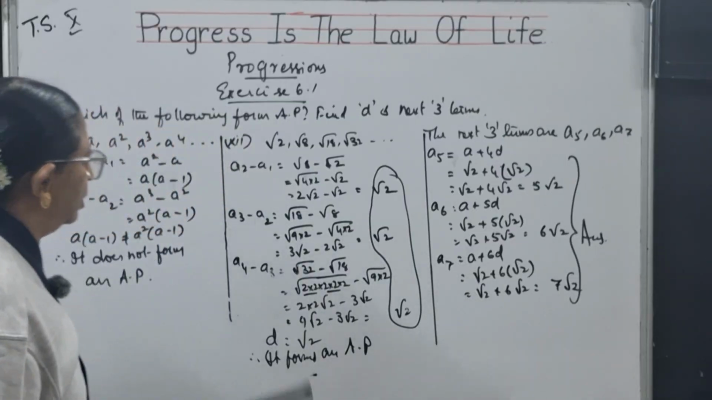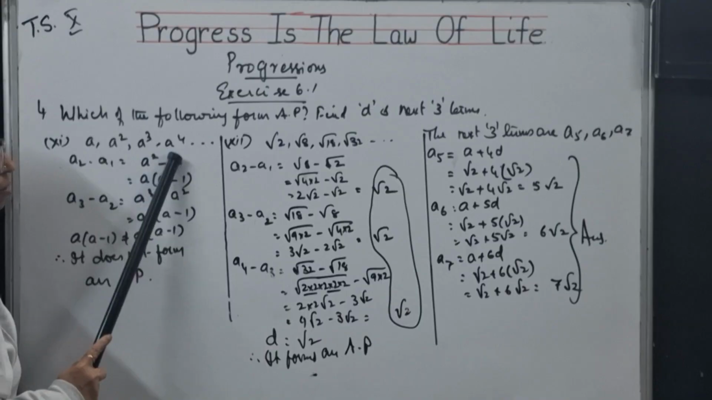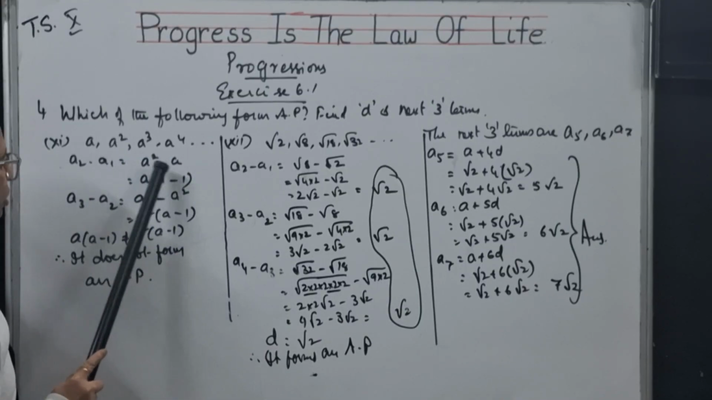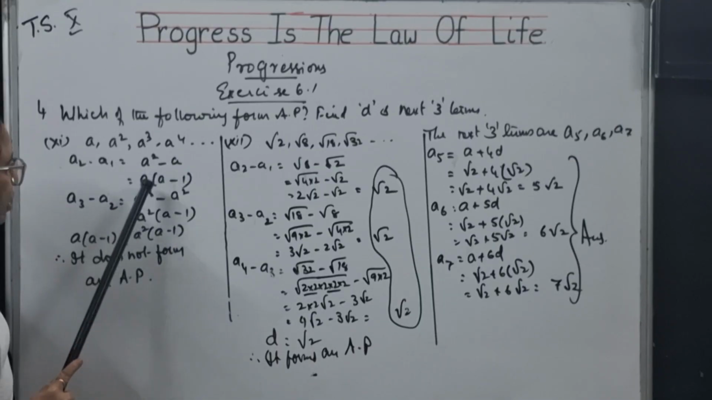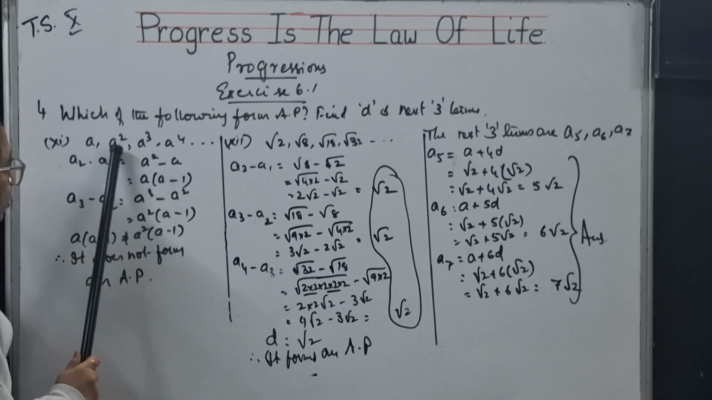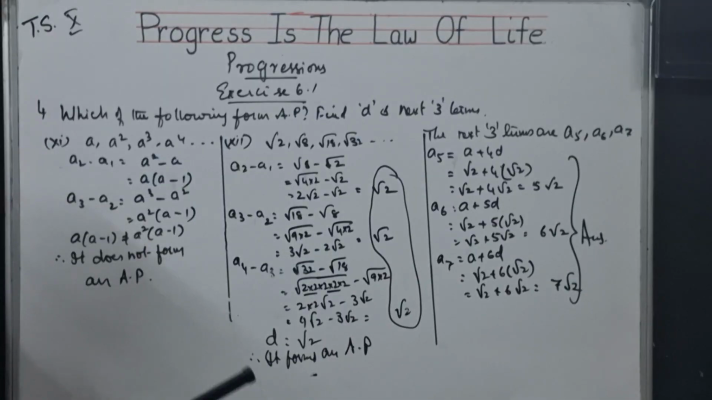So let us go through once again. Here in 11th bit, a square, a cube, a to the power of 4, they have given. a2 minus a1 is a square minus a. So in these two, a is common, a into a minus 1, we can say. We can simplify it up to this. a3 minus a2 is a cube, minus a square. So in these two, a square is common, so a square into a minus 1. But a into a minus 1 is not equal to a square into a minus 1, so it does not form an AP.